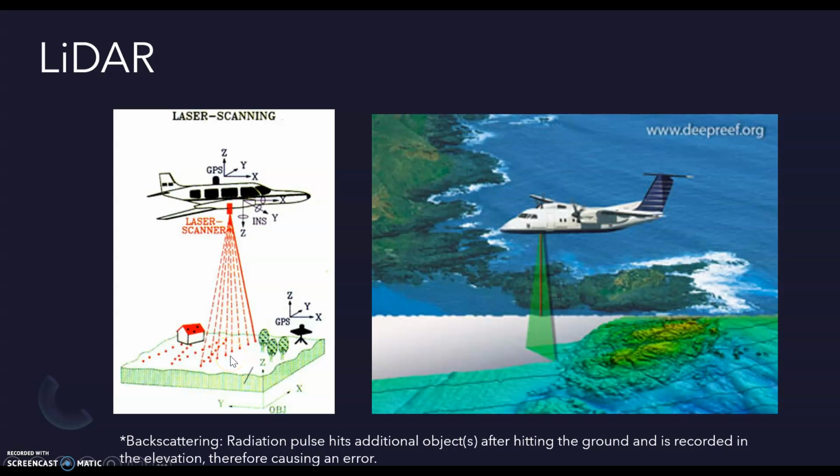However, one issue with LiDAR is it can have errors, and one major issue with it that happens a lot is backscattering. So this happens when the radiation pulse hits the ground and bounces back on another object before hitting the sensor again. So this can give it a false idea of what the elevation is like because it hit more than one object. So it can be either recorded as higher or lower elevation than it actually is.